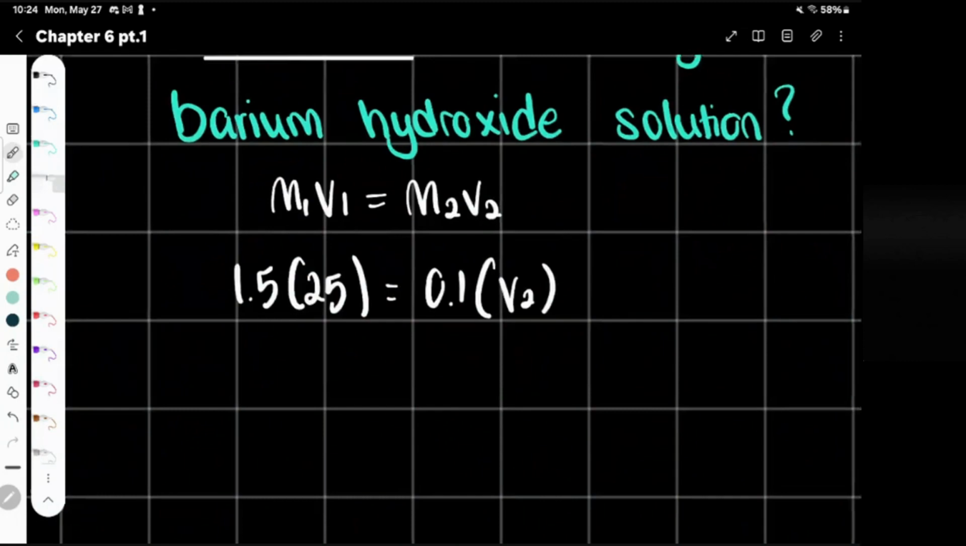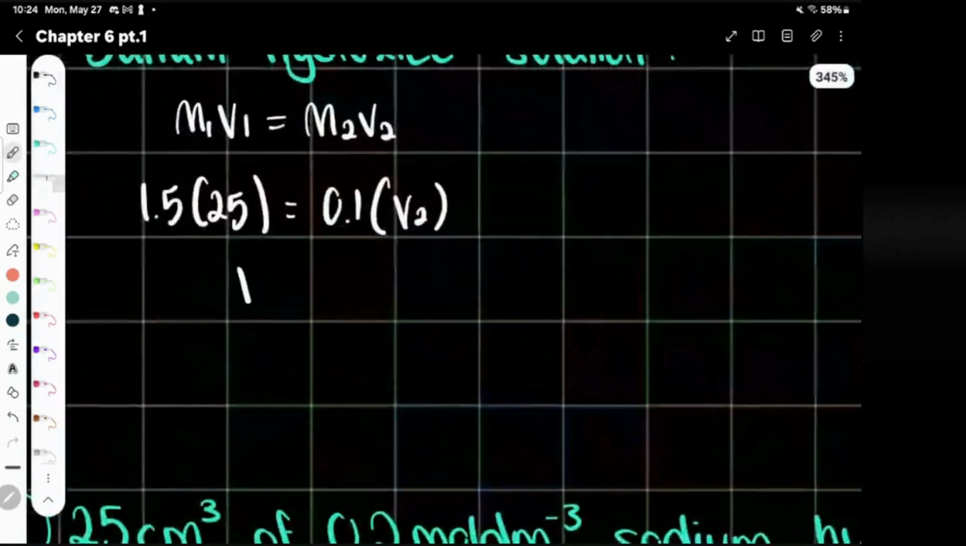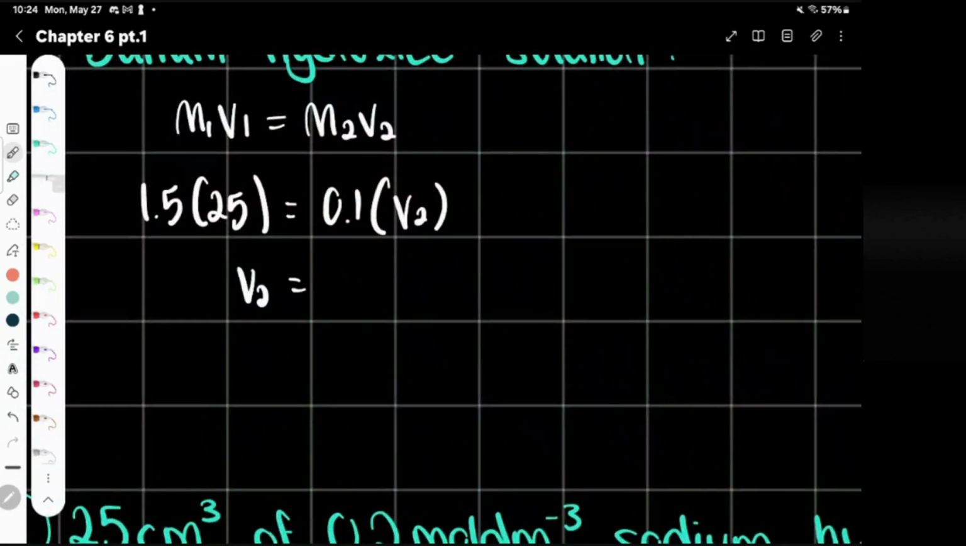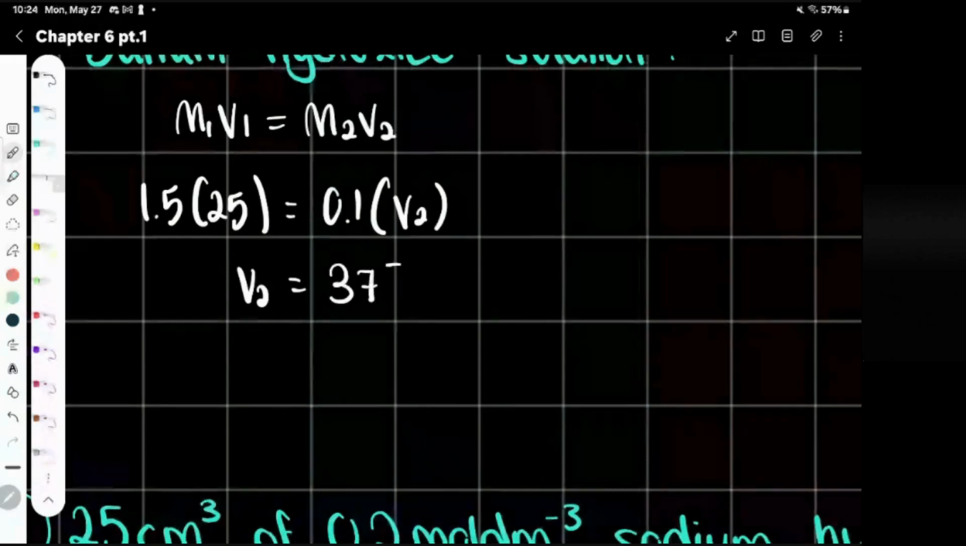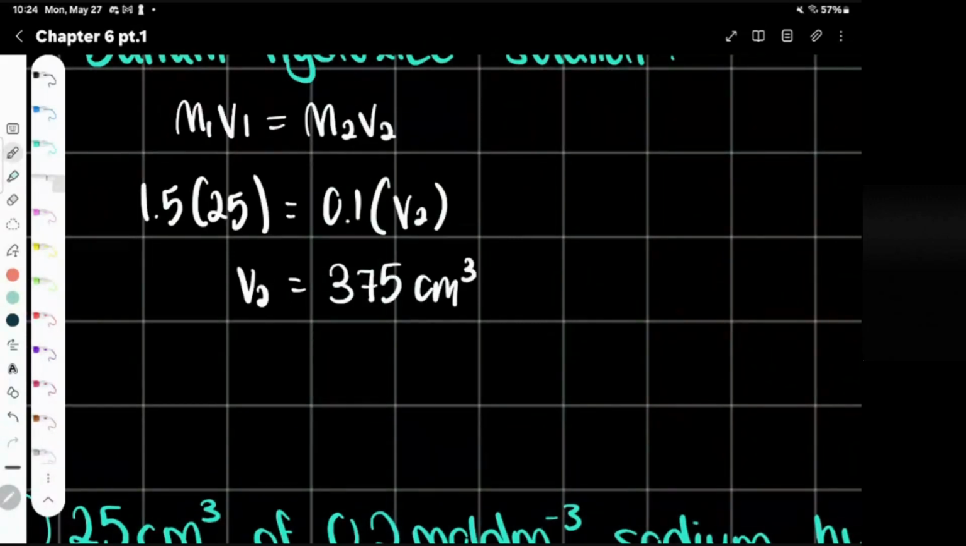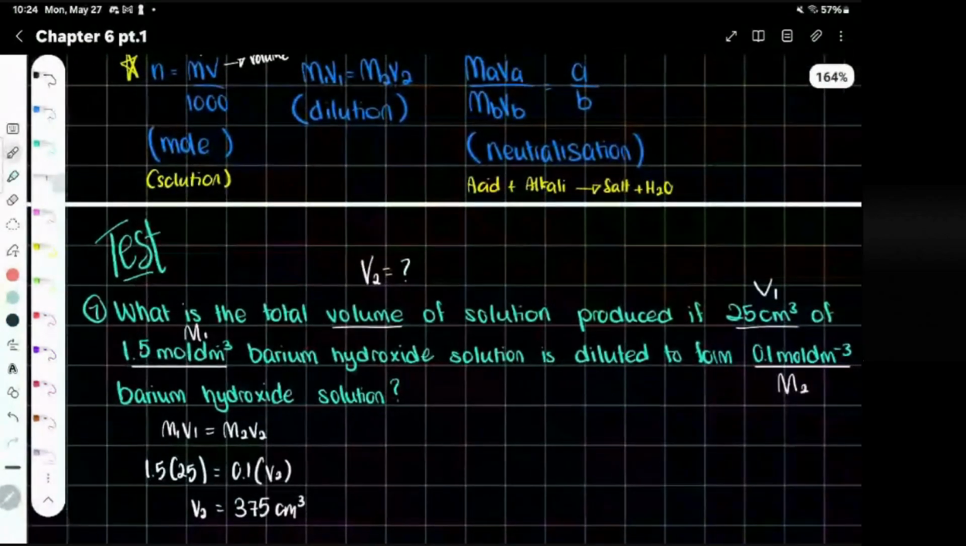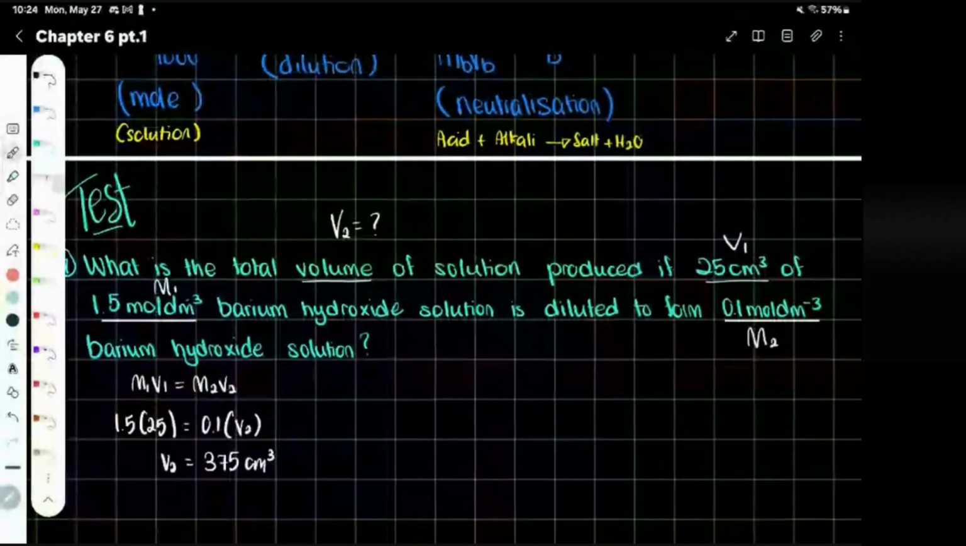So later you guys can find out V2 is something, I don't know. V2 is 375 centimeter cube. Okay, so this should be the answer. I don't know whether it's correct or not, but that's not my answer. That's someone else's answer here.